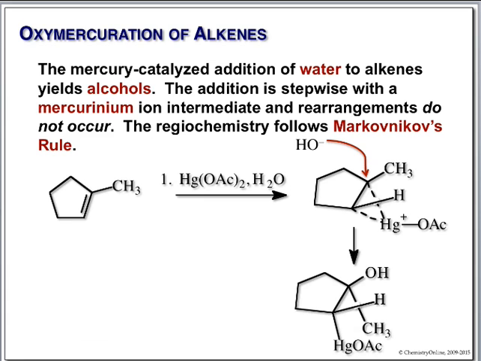Just like the bromonium ion, this is asymmetric, the way it's bonded, and the carbon that would give the most stable carbocation will be the most positive. Therefore, water will attack this center, opening the mercurinium ion and giving us this intermediate. Now, this is an organic mercury compound. Really bad stuff, fairly toxic, don't want to play with it, so you immediately add borohydride, which reduces off the mercury and leaves the hydrogen in its place.